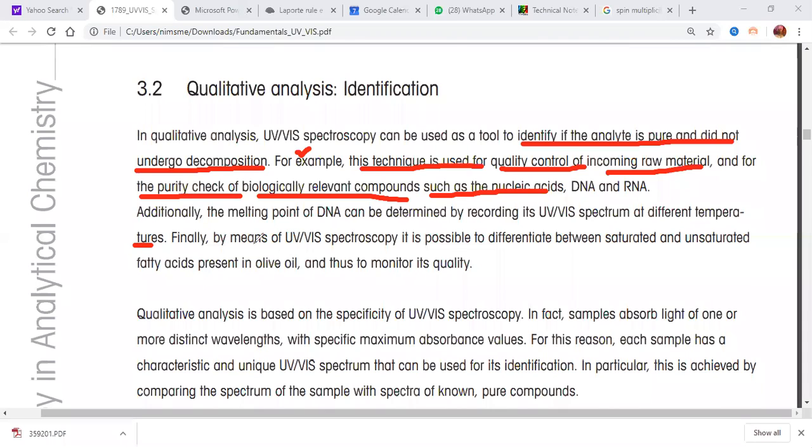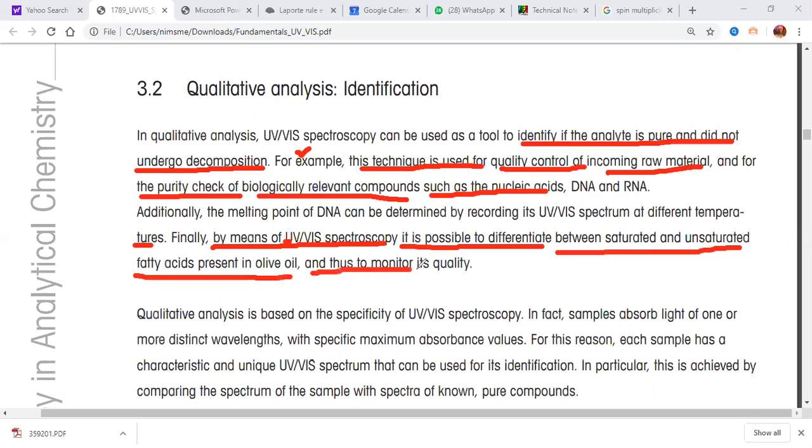Finally, by means of UV visible spectroscopy, it is possible to differentiate between saturated and unsaturated fatty acids present in olive oil, and thus to monitor its quality. So these are the points you should remember in qualitative analysis, how UV visible spectroscopy is used for qualitative analysis.